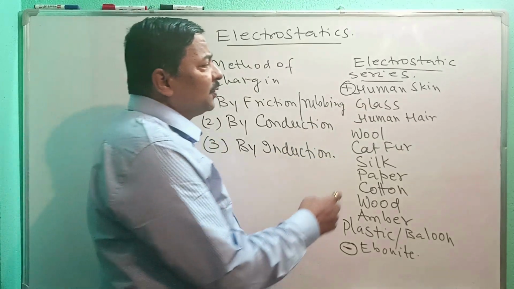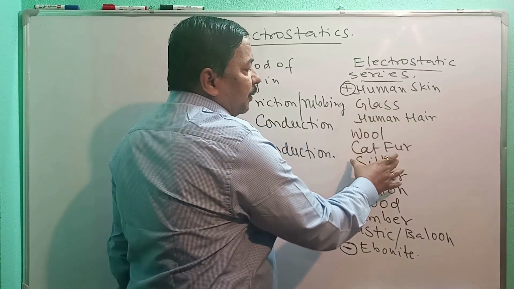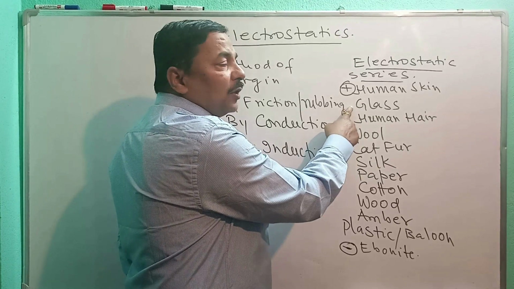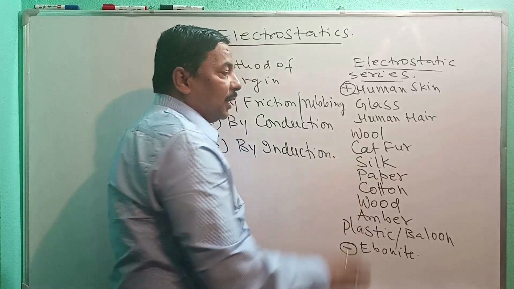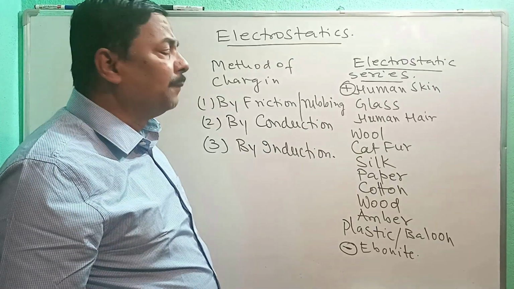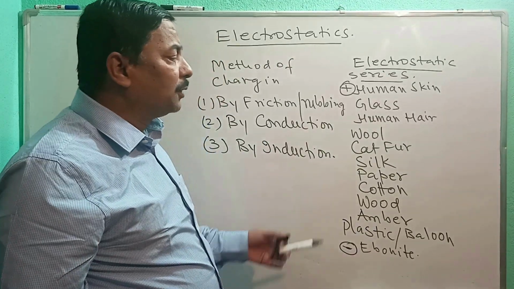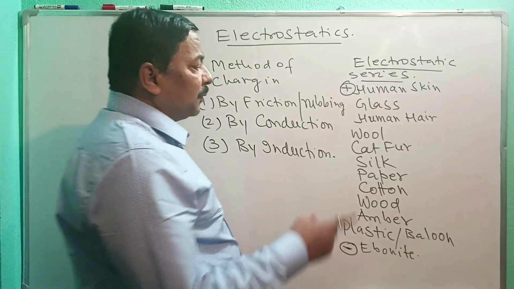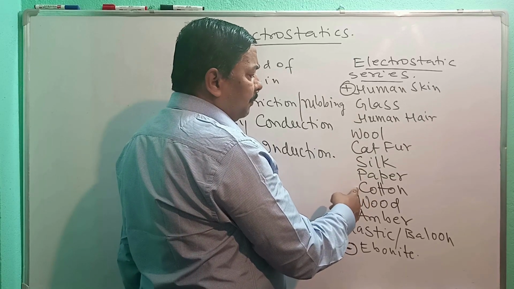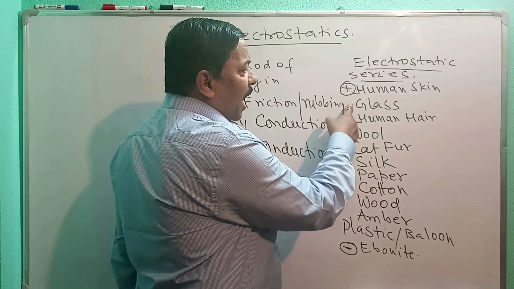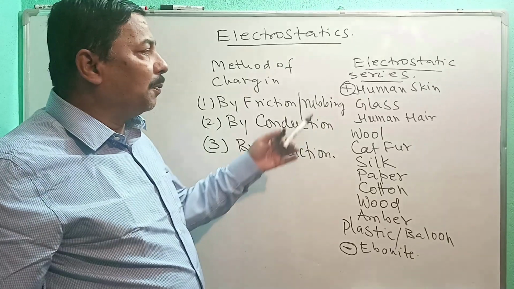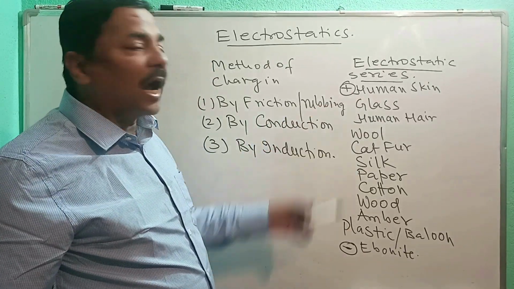What does it mean? Suppose glass is rubbed with silk, then glass will become positive and silk will become negative. Why will glass become positive? Because it has lost electrons and silk has gained electrons. So you can take any two members of this series and find which becomes positive and which becomes negative. If we take cotton and glass, then cotton will become negative because it is on the lower side, and glass will become positive. So by proper rubbing of two materials, by friction, we develop charge on the body.